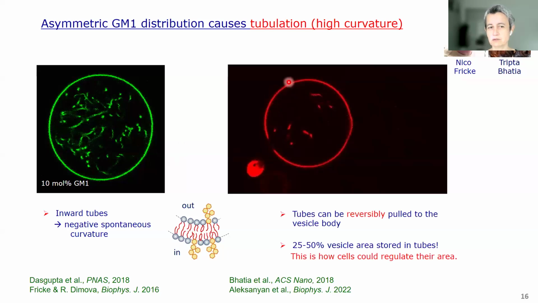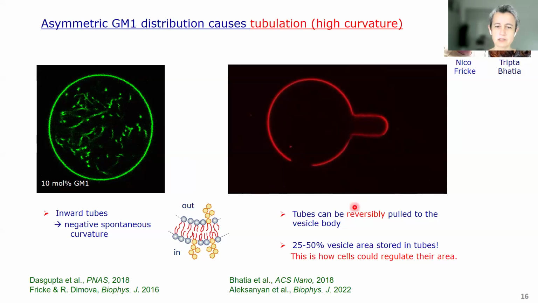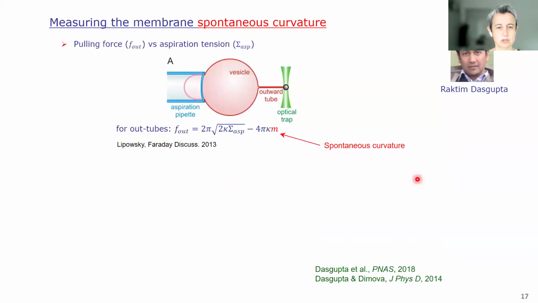These tubes are connected to the vesicle body, and we know that because if you start aspirating these vesicles, the tubes are reabsorbed to the surface. And if you release the tension, they would reform. We also see that up to 50% of the vesicle area can be stored in such tubes, which is to say that cells can also use a similar mechanism of storing area that is needed afterwards for protrusion. And this area can be stored in such tubes simply, rather than fusing vesicles and producing excess area for protrusions.